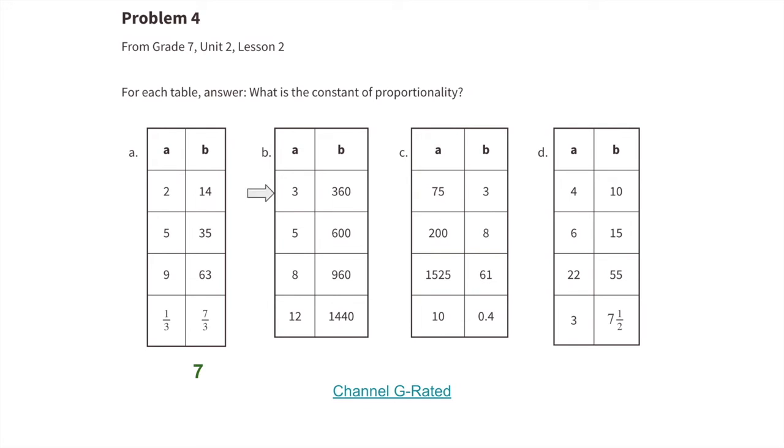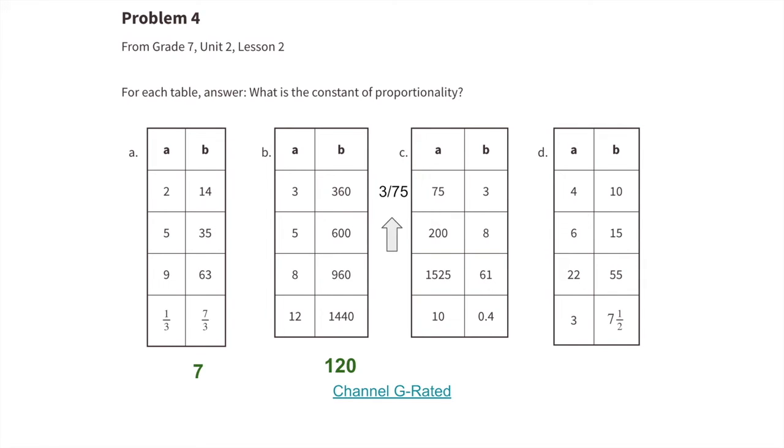Table B. 360 divided by 3 is 120. 600 divided by 5 is also 120. 960 divided by 8 is 120. And finally, 1,440 divided by 12 is 120. So for Table B, the constant of proportionality is 120.